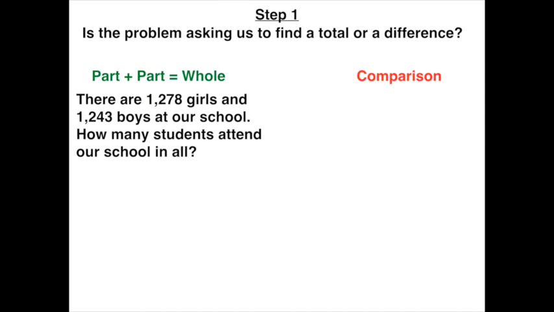So here's an example of what a part plus a part equals a whole problem looks like. There are 1,278 girls and 1,243 boys at our school. How many students attend our school in all? Okay. In all means I'm adding. Okay, I want to find a total.